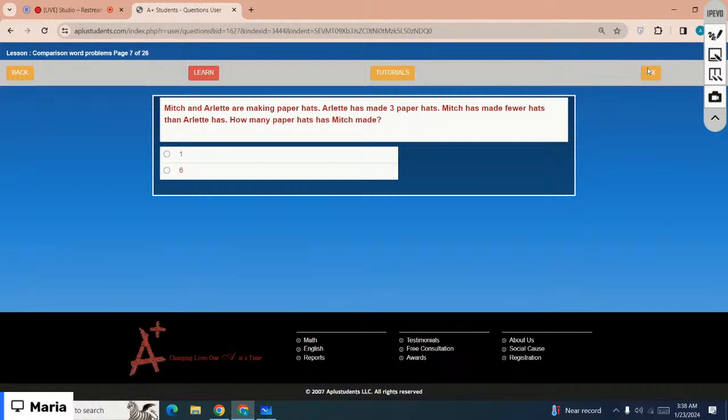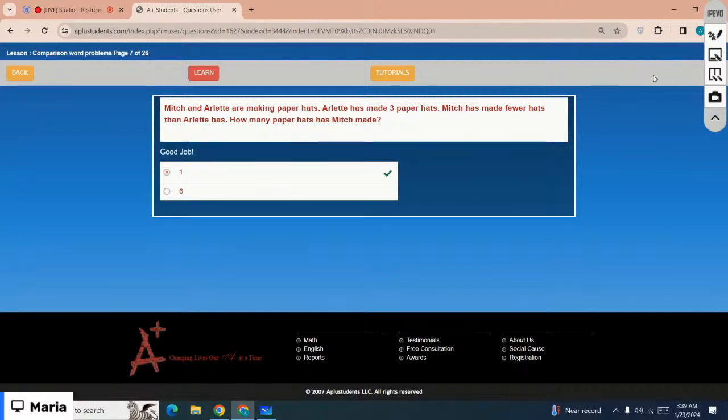Mitch and Arlette are making paper hats. Arlette has made 3 paper hats. Mitch has made fewer hats than Arlette. How many paper hats has Mitch made? So which is the correct option? He made fewer than Arlette, right? Arlette made 3, that means Mitch made 1, because 1 is the number that is less than 3. The correct option is 1. Got it?